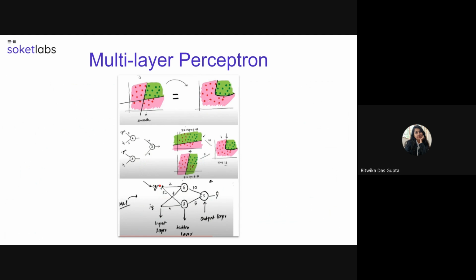The data set of CGPA and IQ is taken, where we have weights and biases, and we are trying to combine one perceptron of six bias and another perceptron of three bias to get the final output.